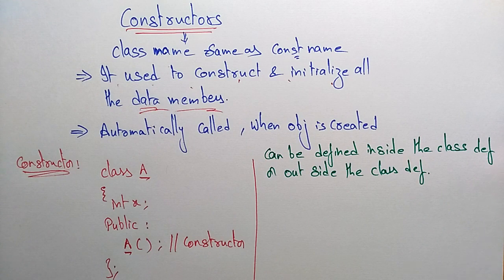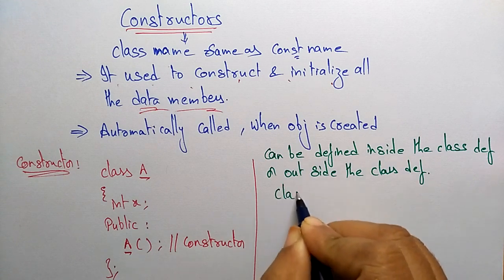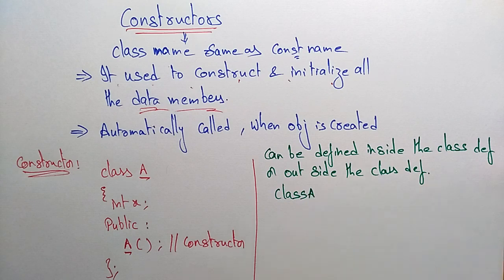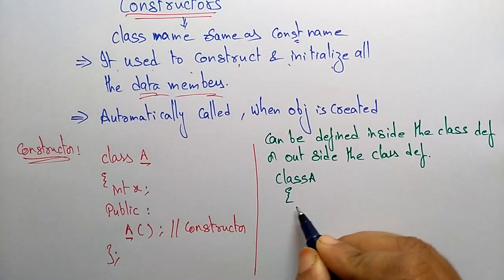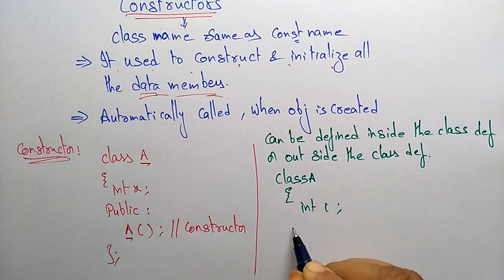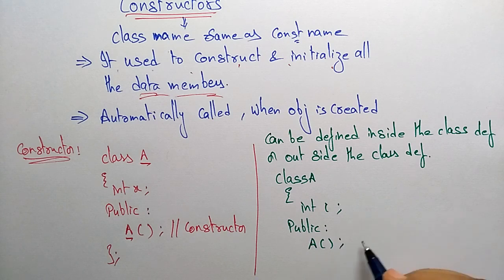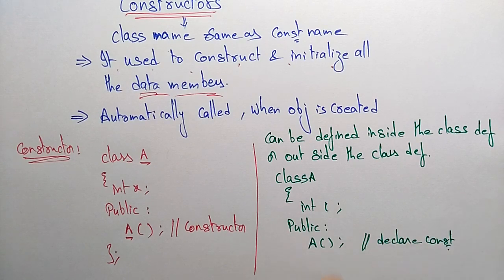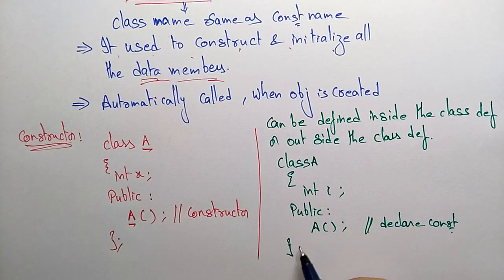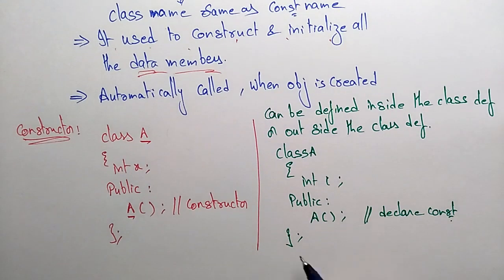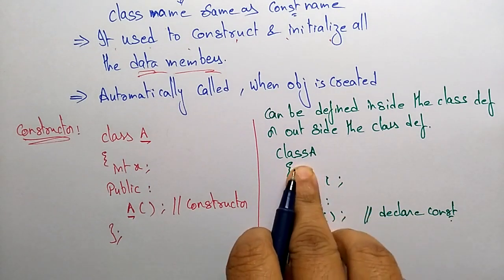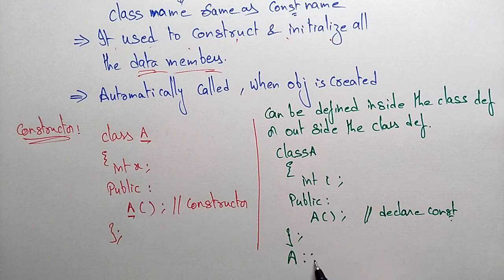How do you do that? Let us see. Class A, int i is the variable, public. Here I declare the constructor A inside the class. Now I am defining the constructor outside the class definition. How can I do that? With the class name, A is the class name, and the scope resolution operator.